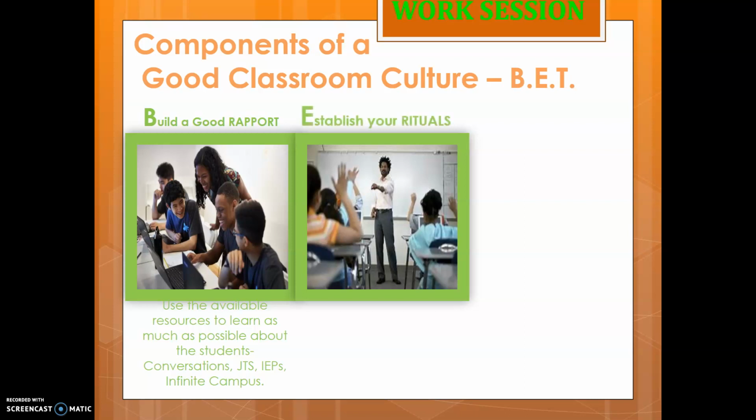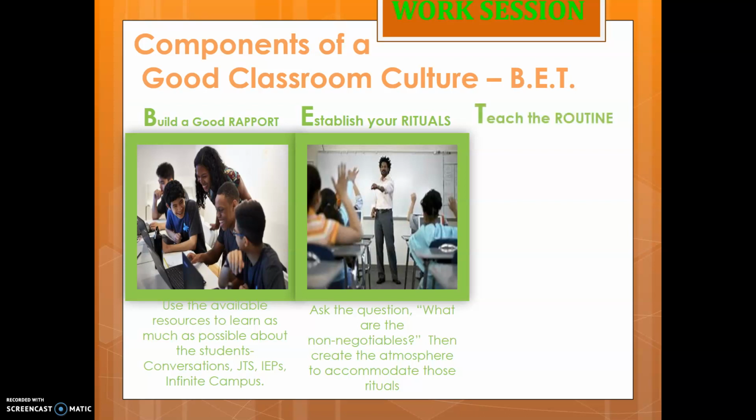Hopefully you said establish your rituals. So first you want to build a good rapport, then you want to establish your rituals. You want to ask the question, what are my non-negotiables? Then create the atmosphere to accommodate that those rituals are implemented daily. And what about the T? The T is teach the routine.